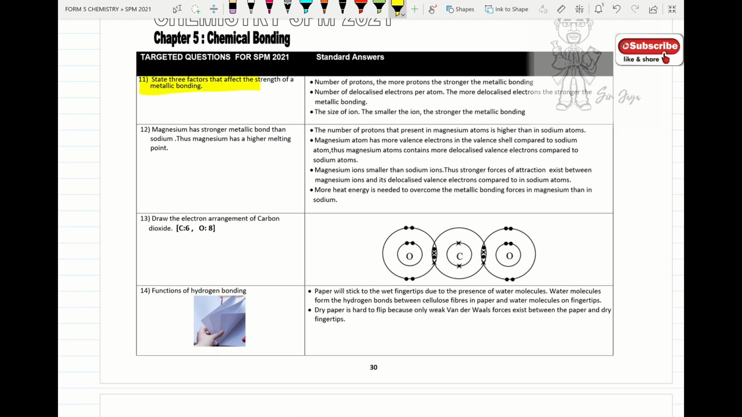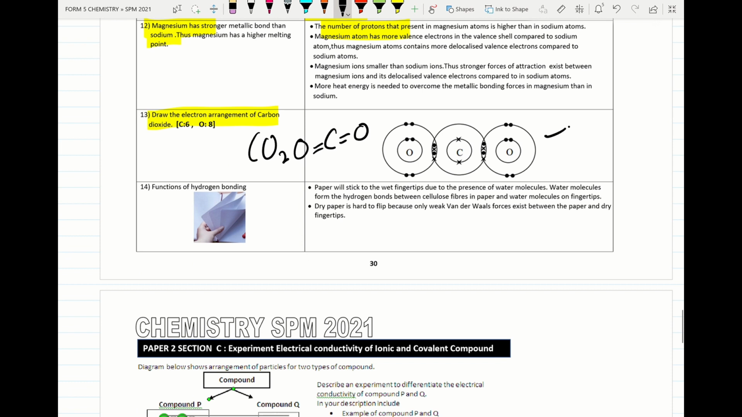I already discussed this in a previous video. State the three factors that affect the strength of metallic bonding: number of protons, number of delocalized electrons per atom, and the size of ion. Why does magnesium atom have stronger metallic bonding compared to sodium atom? The answer is given. Draw the electron arrangement of carbon dioxide. Please remember carbon dioxide has two double covalent bonds. How to draw was already discussed.